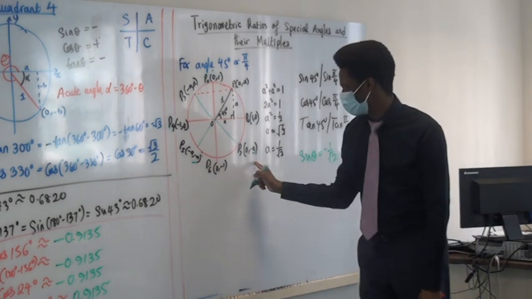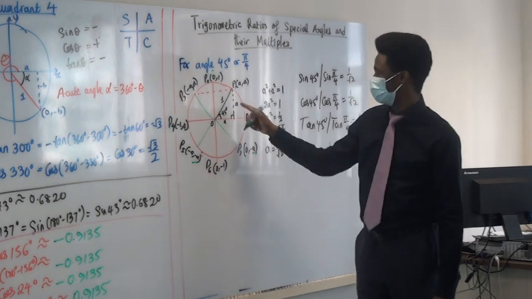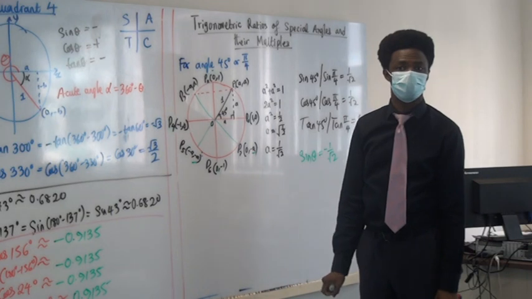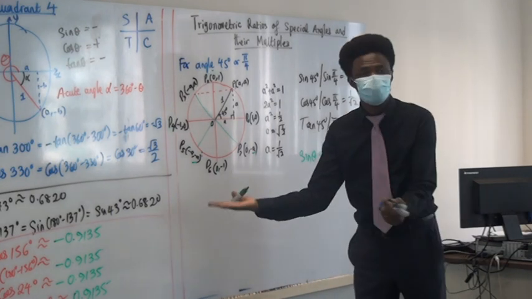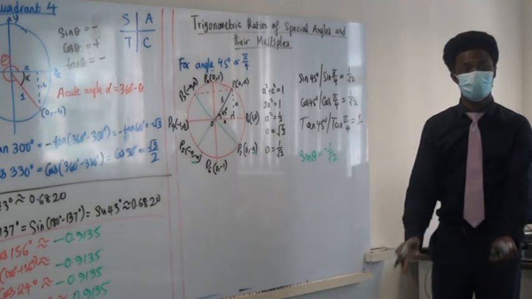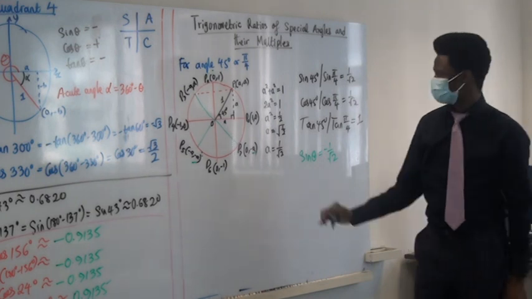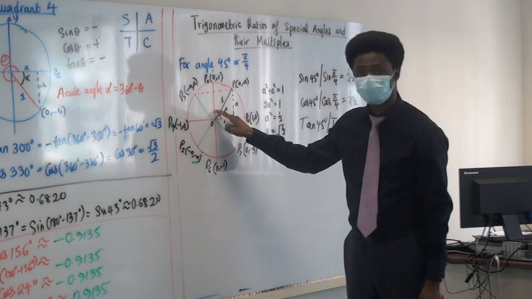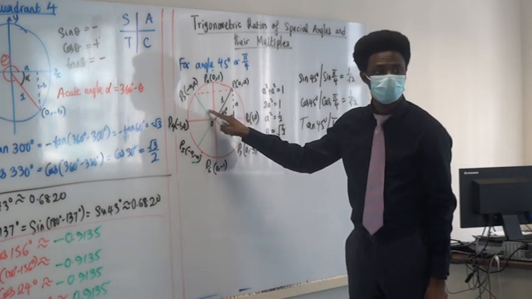So just by looking at these two, we are going to label another diagram now, in which I will put the angles in terms of pi. And that is all you need to know. You don't need your calculator. So if this is 45, yes, let's count together. 45? 90.